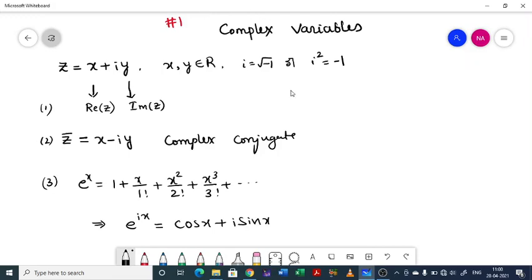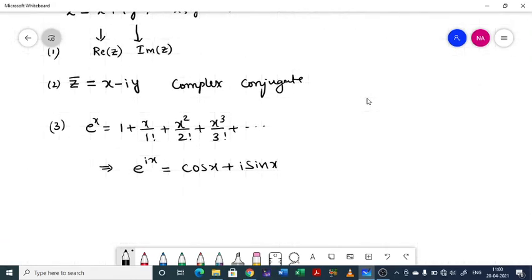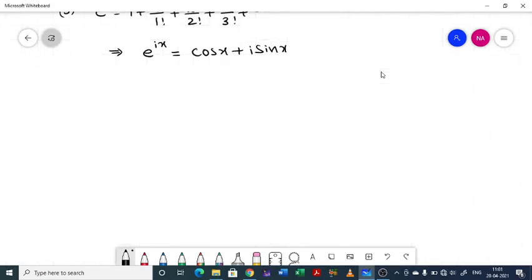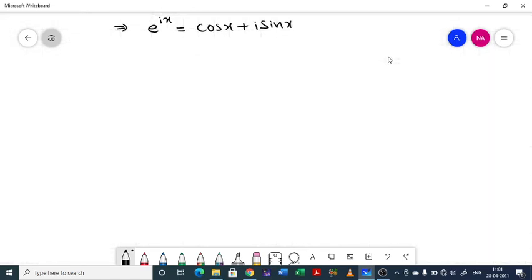This is the relation which connects cos x, sin x and the exponential function. This is one of the most simple and important identities in complex numbers. So we have e power ix equal to cos x plus i sin x. Here you can replace x by minus x to get e power minus ix equal to cos of minus x, which is anyway cos x, plus i sin of minus x, that is minus sin x. So you can directly write minus i sin x.